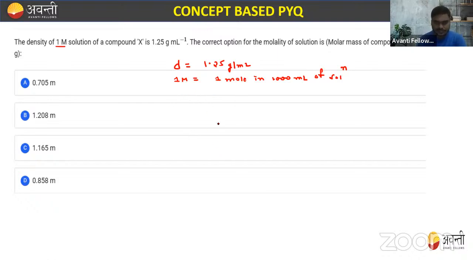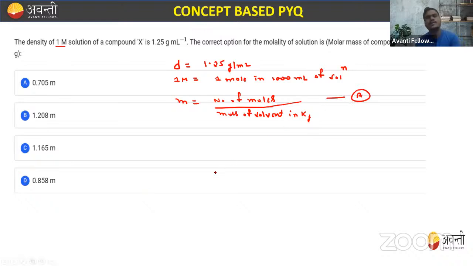Now, we know this density is given, 1 molar is given. Now we have to calculate the molality. So again, we're using the same way. How will you calculate the molality? That is, molality is nothing but the number of moles divided by mass of solvent, mass of solvent in kilogram. So this is how we can calculate molality, right?